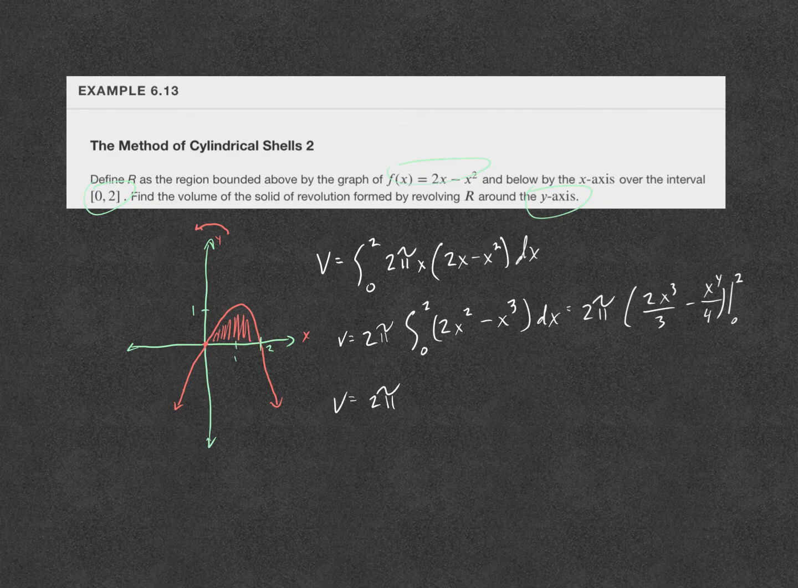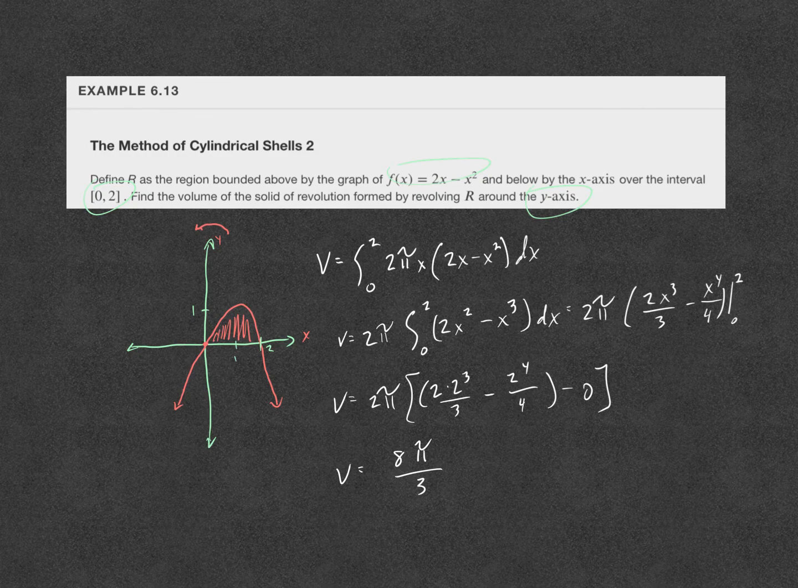Keep my 2 pi. Don't forget to write that every time. Top bound is 2 times 2 cubed over 3 minus 2 to the fourth over 4, minus the bottom bound, which should just give you 0. And then when you simplify that arithmetic, use your calculator to not make any fraction mistakes, but you should come up with 8 pi over 3 for the volume of that region.